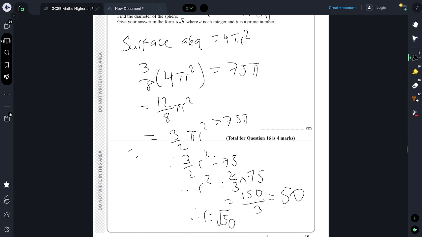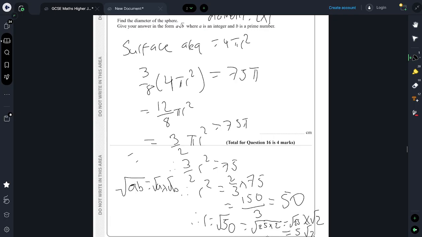Okay. Now, actually, we can simplify this, can't we? You should know the third rule: root ab can be said as root a times root b. Now, 50 we can write as root 25 times 2, which is root 25 times root 2. Now, root 25 is simply 5, since 5 squared gives us 25. Lovely jubbly. So that's the radius.